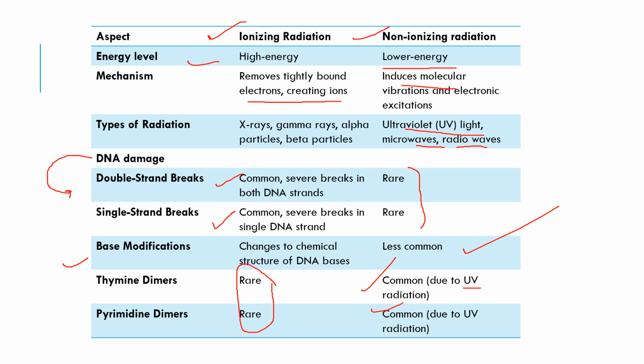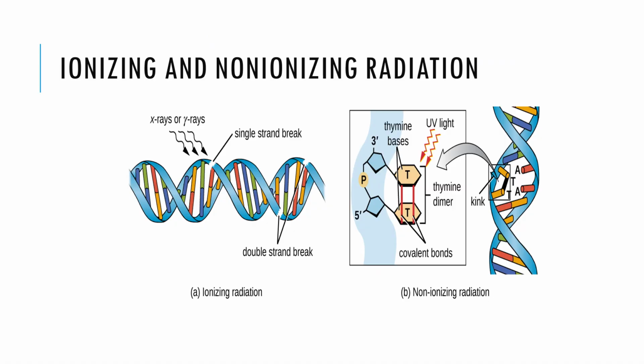Ionizing radiation is high energy and non-ionizing radiation has low energy. In ionizing radiations, X-rays, beta rays, gamma rays and alpha particles are involved, and in non-ionizing radiation, UV rays, microwaves and radio waves are involved. The most important thing is that ionizing radiations are responsible for single or double strand breaks, and non-ionizing radiations are responsible for thymine dimers and pyrimidine dimers, and thymine dimers are more common. Now you can see the difference between ionizing and non-ionizing radiations.